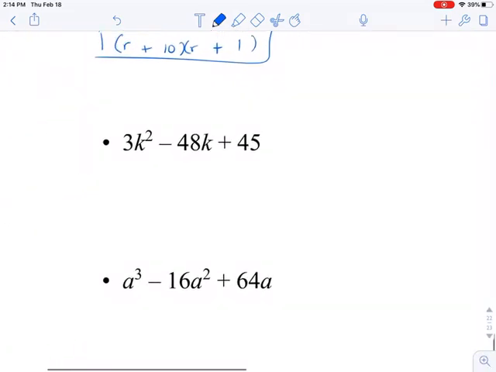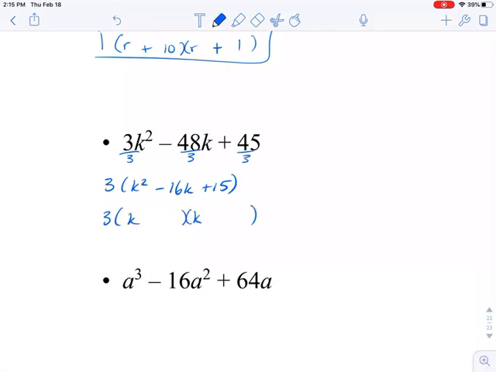All right, this looks like a GCF type question. 3 is a prime number, so let's try and factor that out. So we get 3 k squared. 48 divided by 3 is going to be 16. And 45 divided by 3 is going to be 15. All right. Well, there's only one way to get k squared, so we can start the process there.